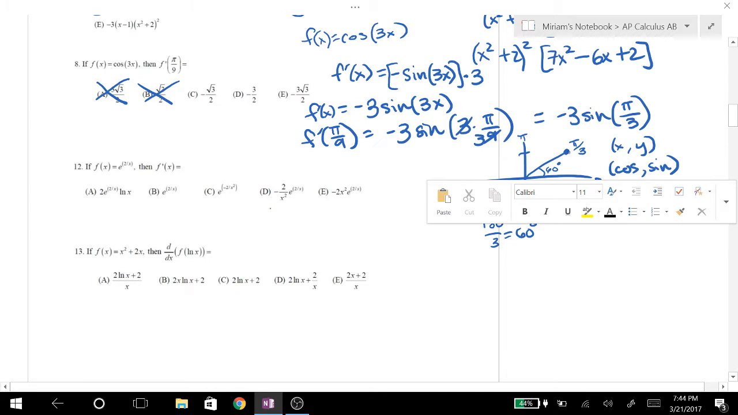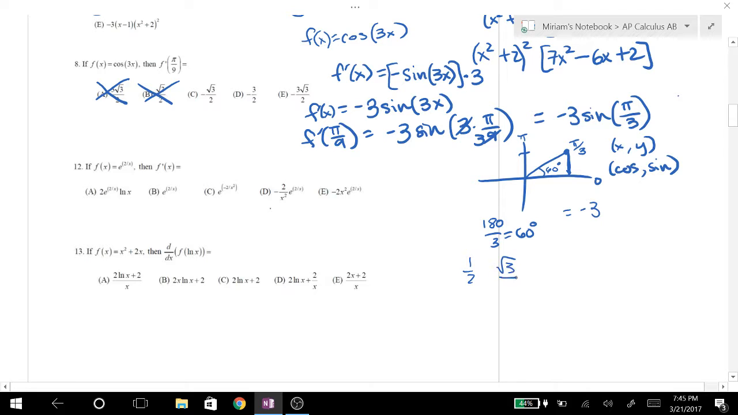So that means that the y is taller than the x. So the y here, if you're choosing between 1/2 or radical 3 over 2, it's going to have to be radical 3 over 2, because square root of 3 over 2 is greater than 1/2. So I'm going to have negative 3 times square root of 3 over 2.